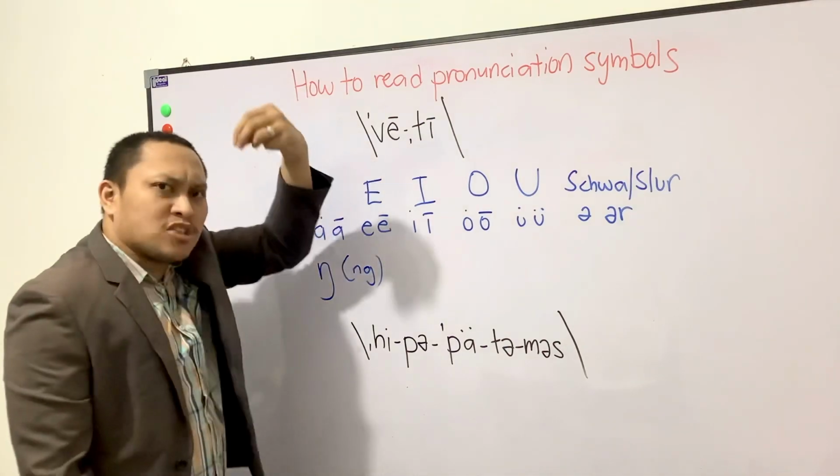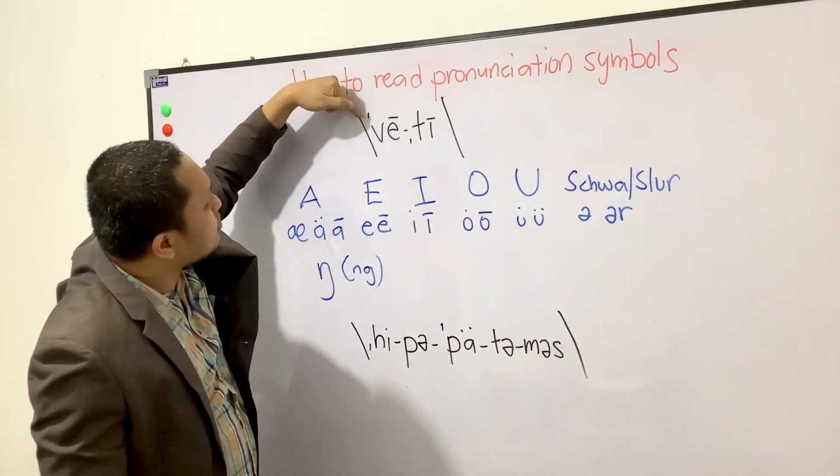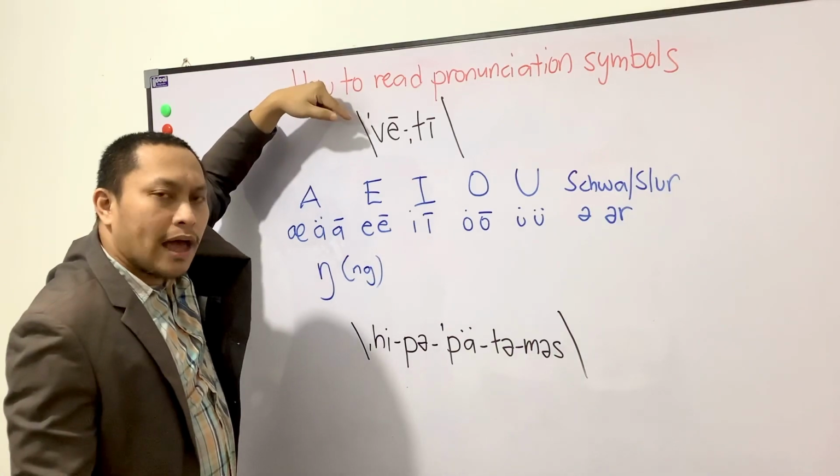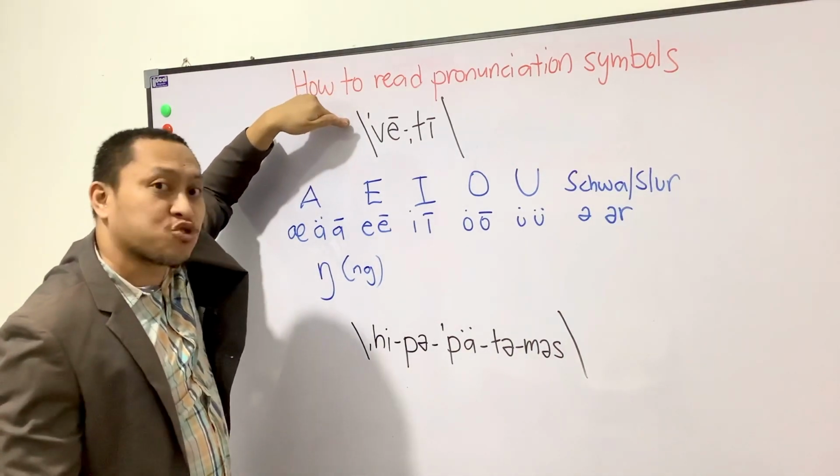So, hey, Mentor Myron, what is this symbol? This small line or vertical line at the top. This is actually called the syllable stress.